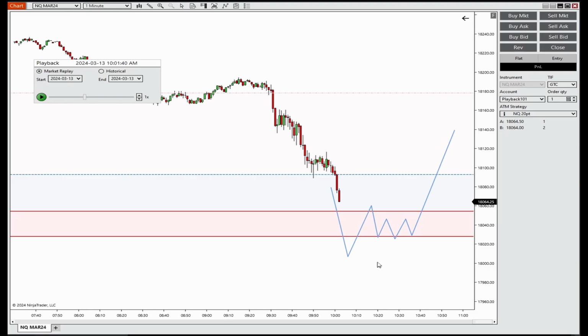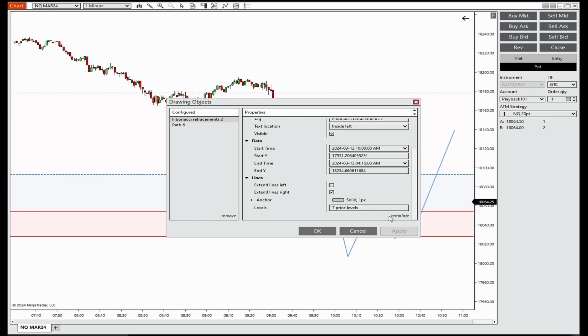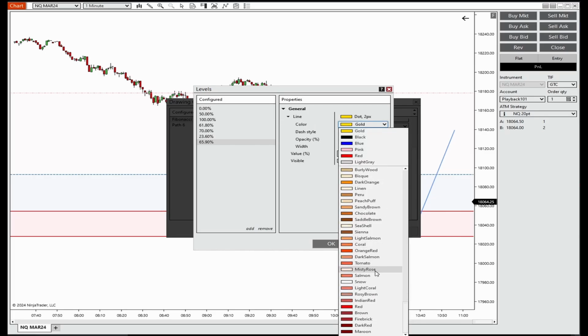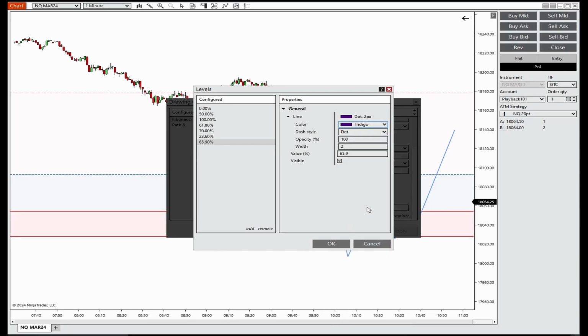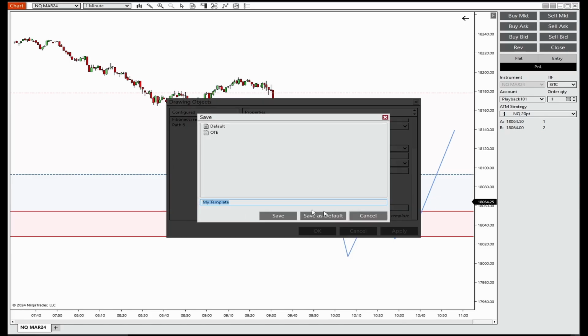Okay, so the model itself, we're not looking at just, okay, we're looking to go long out of here and away we go, right? I'm actually going to put the midpoint on this because I like to use the midpoint quite a bit. Visible, and we'll go not yellow. We'll go something fun. Let's go indigo, sure. And we'll go dot. And we'll save as default.